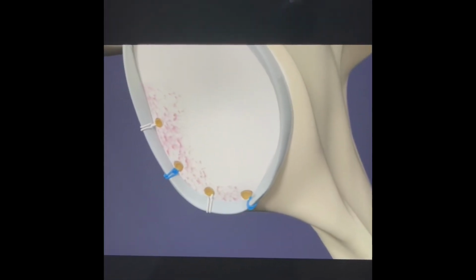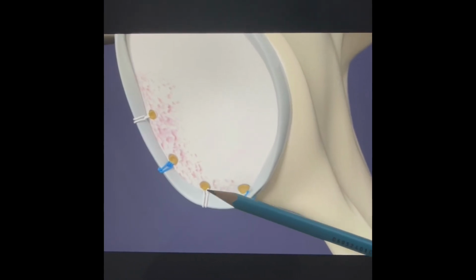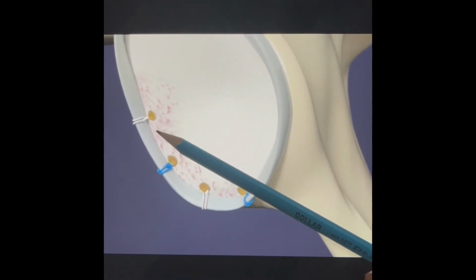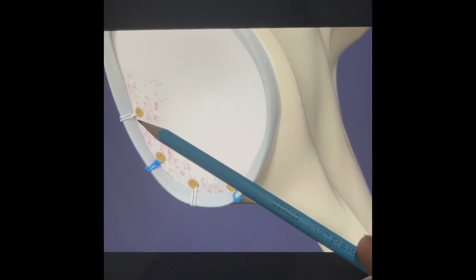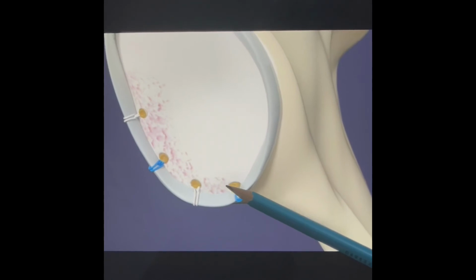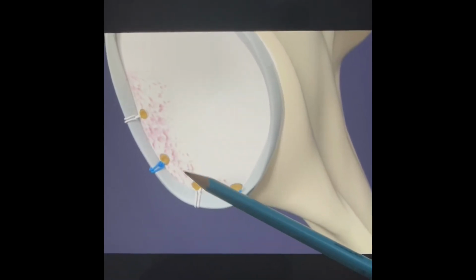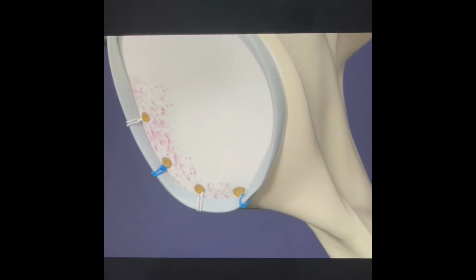The treatment for this lesion is sutures, the repair of the Bankart lesion. This Bankart lesion is again sutured back to the glenoid labrum. The labrum is attached again. So this is called Bankart repair. This can be done arthroscopically as well as open.